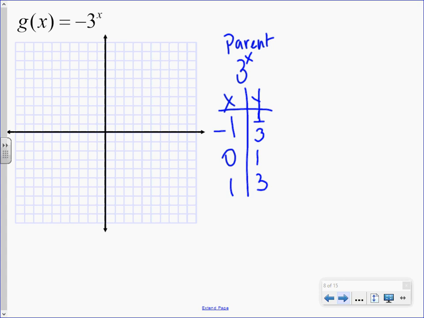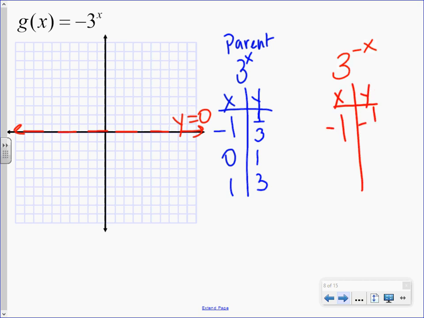the x-axis. So since there are no shifts, specifically vertically, we still have y equals 0 as our asymptote, but that negative in front is going to flip all of our y values to be negative. So instead of (-1, 1/3), we have (-1, -1/3), and (0, 1) becomes (0, -1). (1, 3) becomes (1, -3).